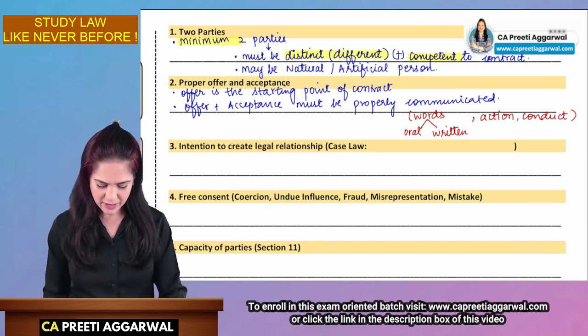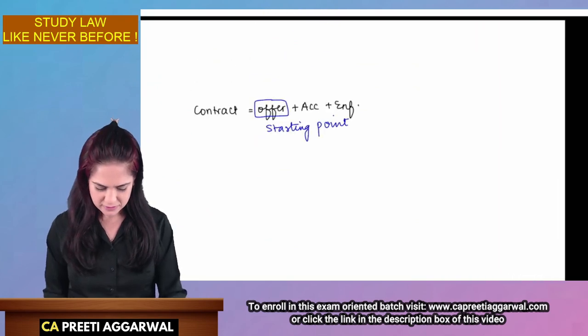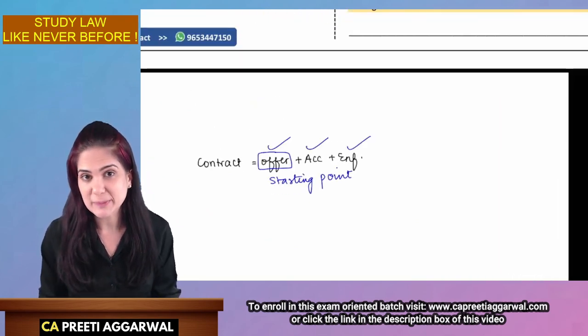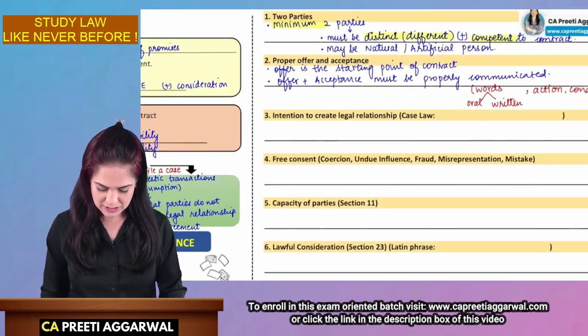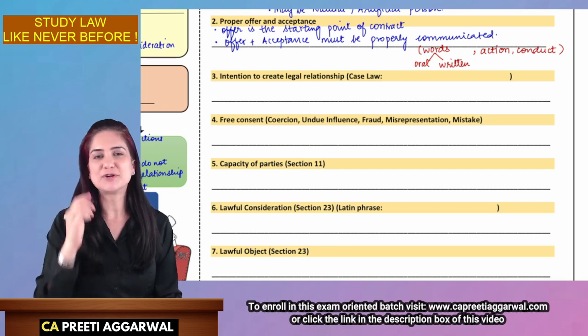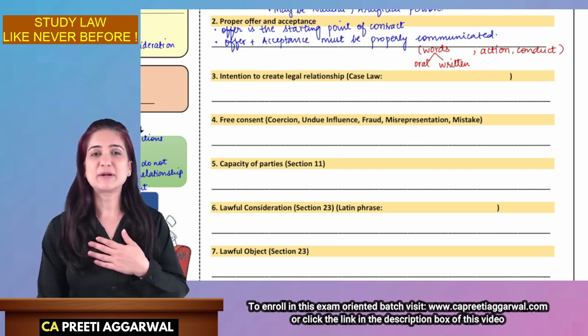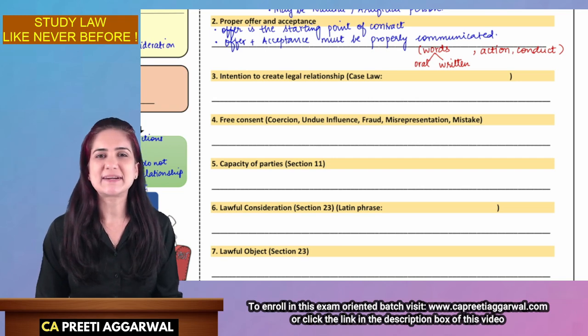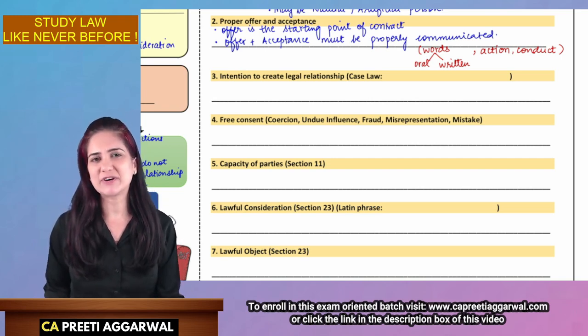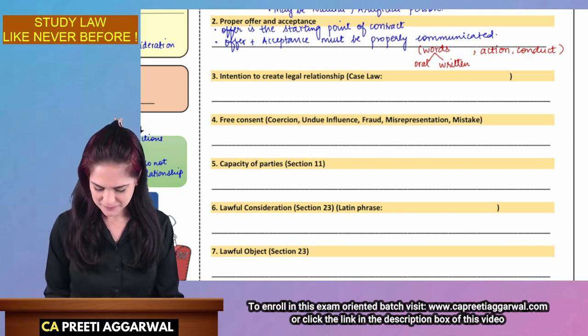What is the third requirement? See, I got offer, acceptance. Now I also need enforceability. So what is the meaning of enforceability? It means intention to sue, intention to file a case. If one party defaults, other party can take action. There was a very famous case law which we had covered here. What is the name of the case law?